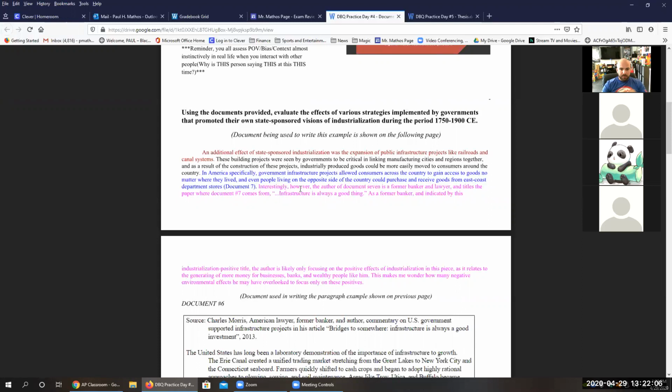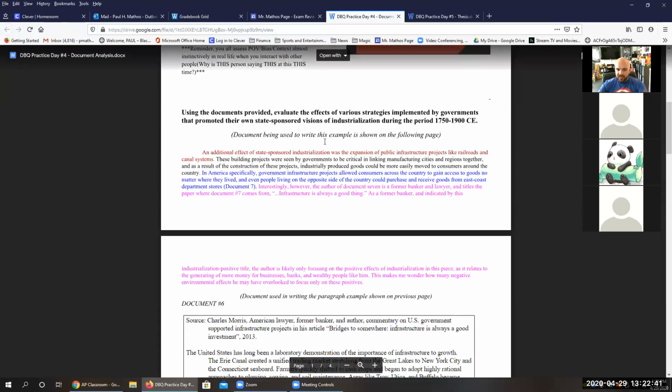These building projects were seen by governments to be critical in linking manufacturing cities and regions together. And as a result of the construction of these projects, industrially produced goods could be easily moved to consumers around the country. Now here's where it mentions the document. In America specifically, government infrastructure projects allowed consumers across the country to gain access to goods no matter where they lived. Even people living on the opposite side of the country could purchase and receive goods from East Coast department stores. That's what document 7 is describing, and it supports this topic. He talks about the effects.